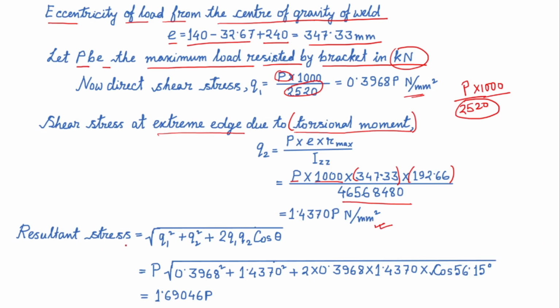So the resultant stress is root over of Q1 square plus Q2 square plus twice Q1 Q2 cos theta. If I take P common from all the values, finally we shall get 1.69046 P. This is the resultant stress.